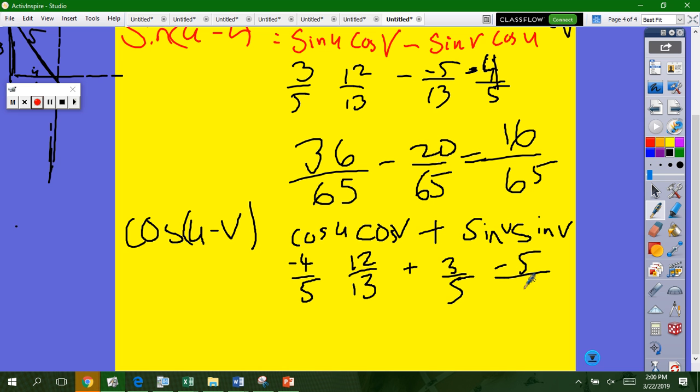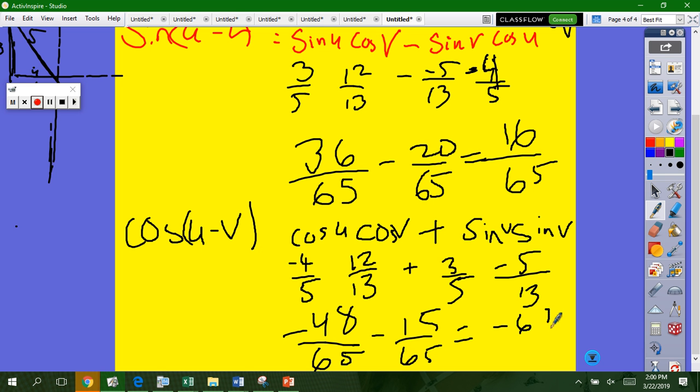Now I had a question earlier, Mr. Roberts, I can see that these cancel out. I'm not going to do that because they already have the same denominator, and nothing cancels out on the left-hand side. Does that make sense? So I'm going to keep it there just so I have that same common denominator anyway. So that's negative 48/65 minus 15/65 for a total of negative 63/65.